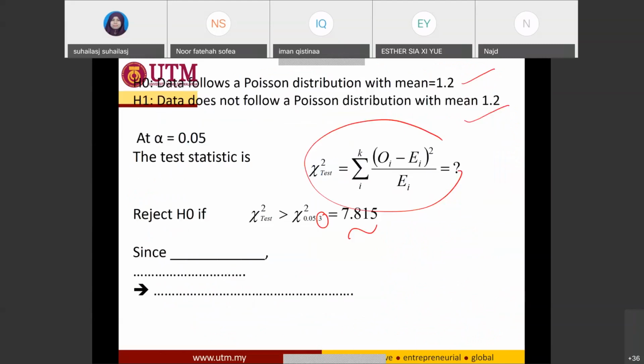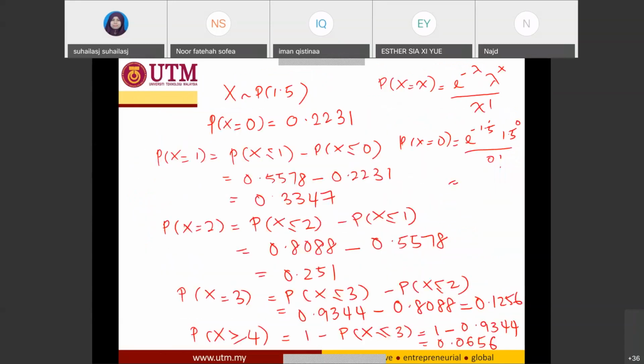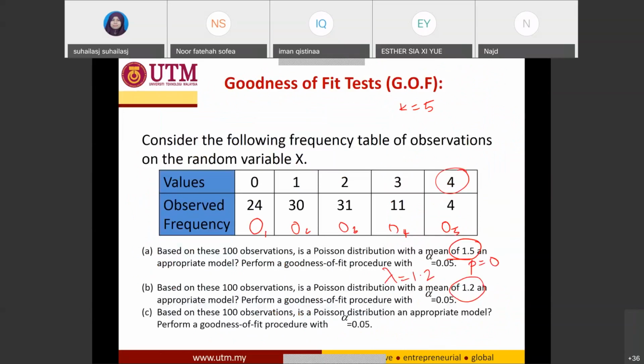Third case. Based on this 100 observation, is a Poisson distribution an appropriate model? Perform a goodness of fit at this alpha. So the last question, you just want to test whether Poisson distribution is an appropriate model. So that means your lambda is not given.